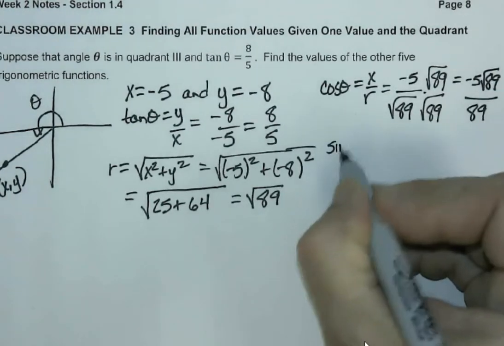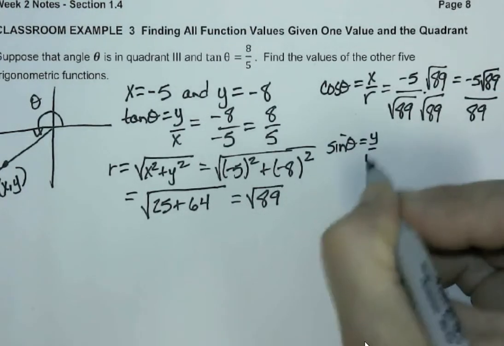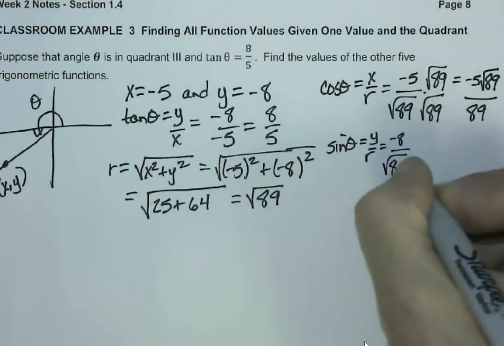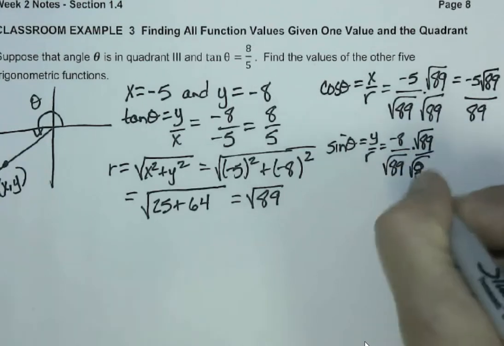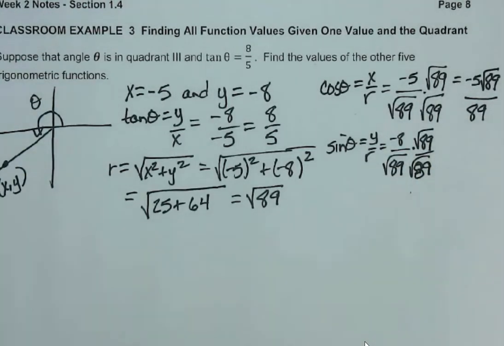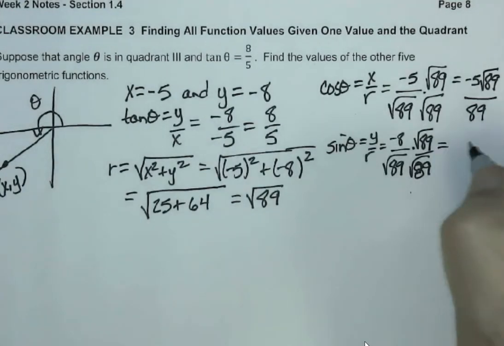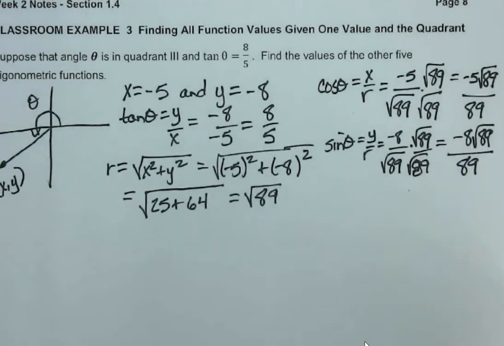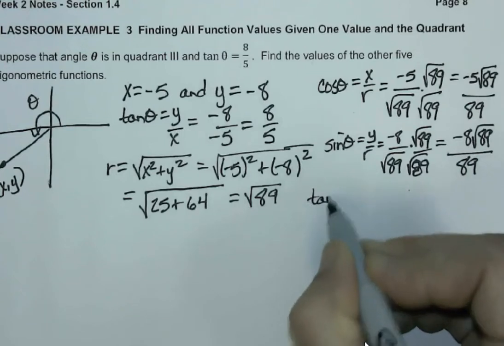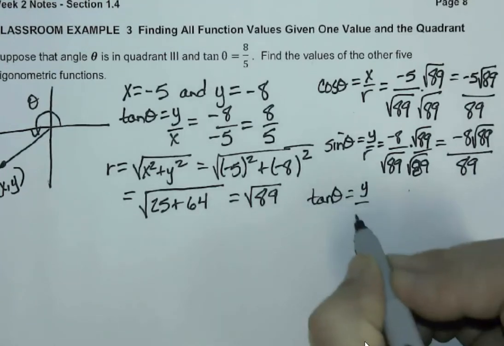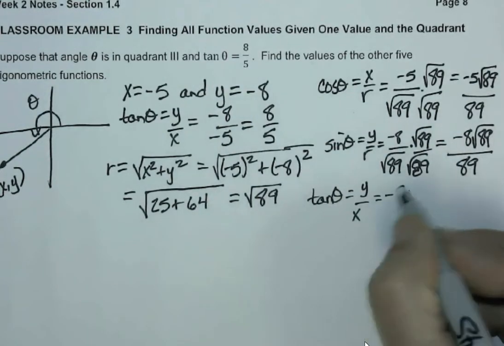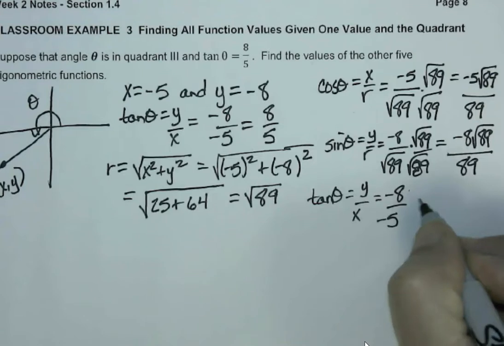For sine of theta, we would have y over r, which would be -8 over the square root of 89. Same thing for rationalizing the denominator. We would take the top and the bottom times the square root of 89. That would give us -8 times the square root of 89 over 89. Then for the tangent of theta, this is y over x. We already knew this one, but we can do this just to check it. This would be -8 over -5, which would simplify to 8/5.